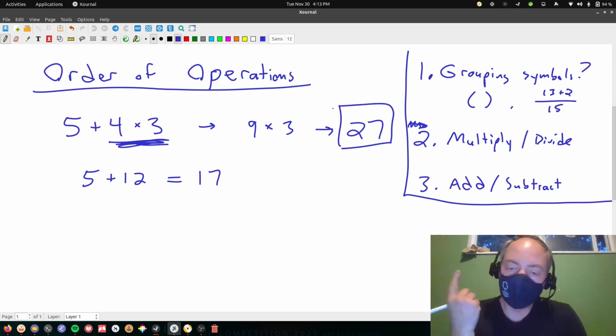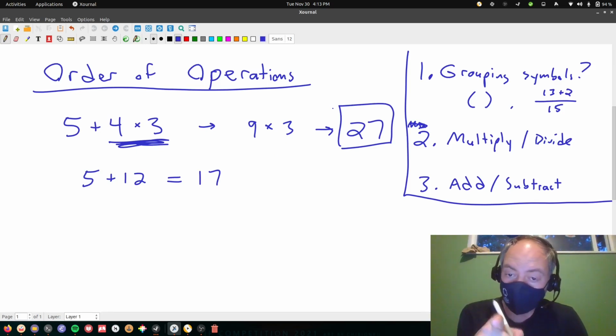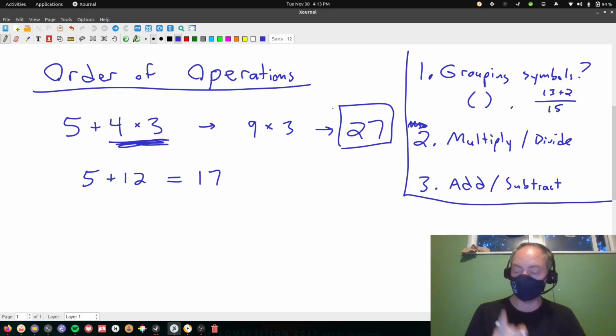Now, the part that nobody wants to say. Why the heck are people making up this rule? And let me be clear, it is made up. I'm not going to lie to you. There's a reason it's made up. And the reason is because mathematicians are lazy.